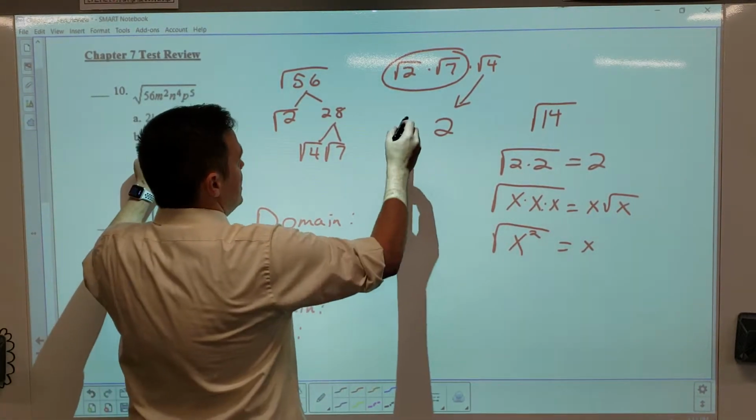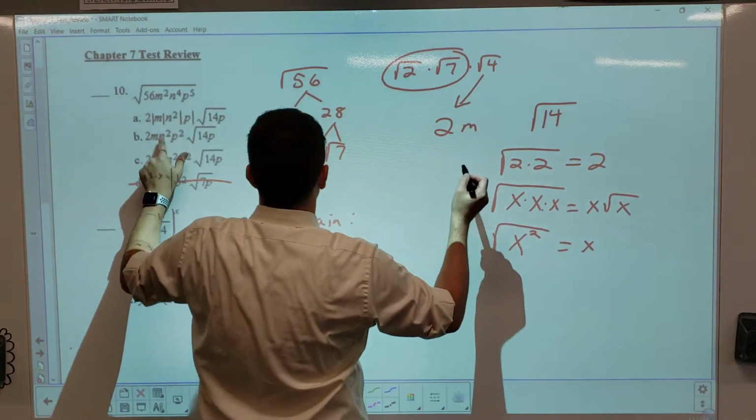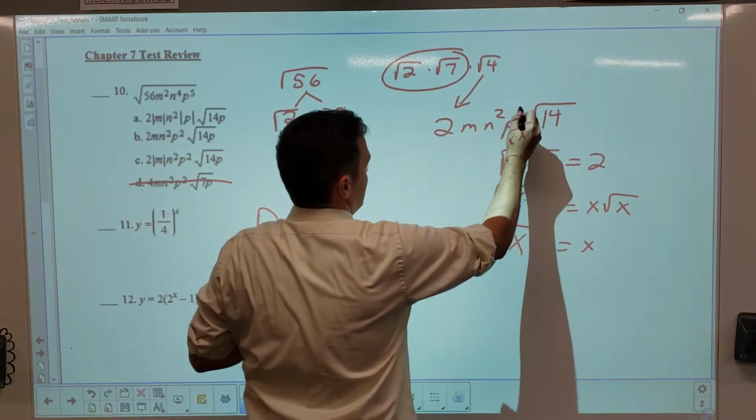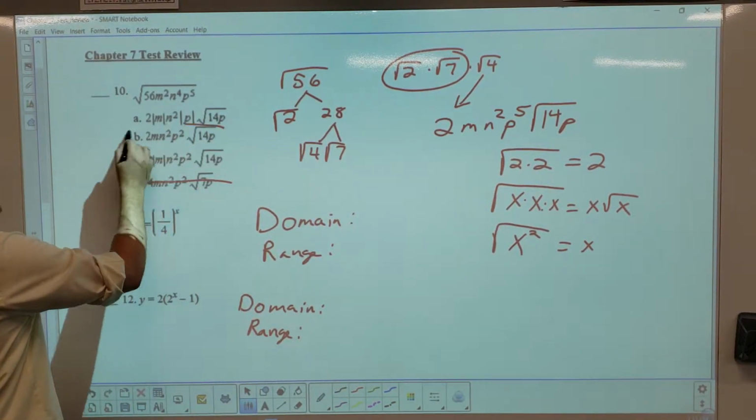So in this case, when we have m squared, it's going to be m, n squared, and then the p is p to the 5th, and you leave 1 behind. The big key thing on this one then is the answer B.